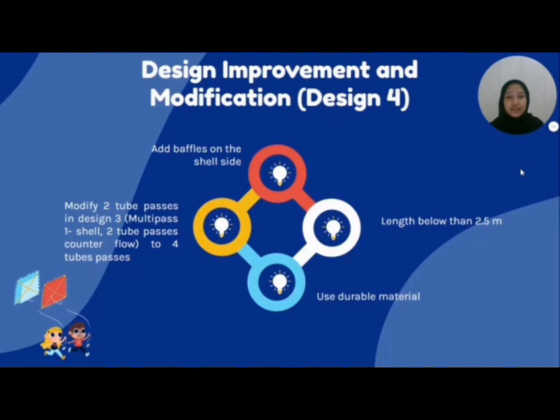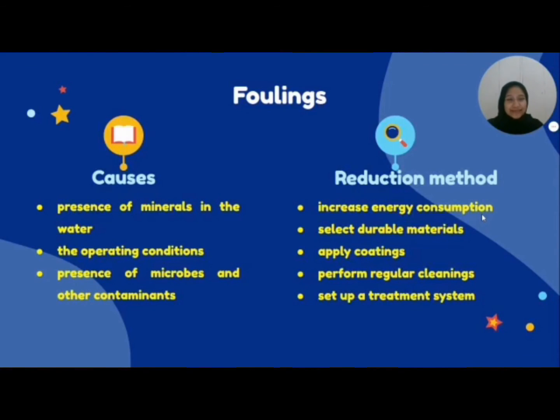Next, we add baffles on the shell side to direct the shell side feed to flow back and forth across the tube in order to create a multi-pass effect. We also use a durable material, which is stainless steel, for our heat exchanger. Now, let's move on to fouling. What is fouling? Fouling is undesirable material that forms on the heat transfer surface. It can increase the heat transfer resistance and lead to poor performance of our heat exchanger. One of the causes of fouling is the presence of minerals in the water. This excessive amount of minerals can cause precipitation on our heat transfer surface.